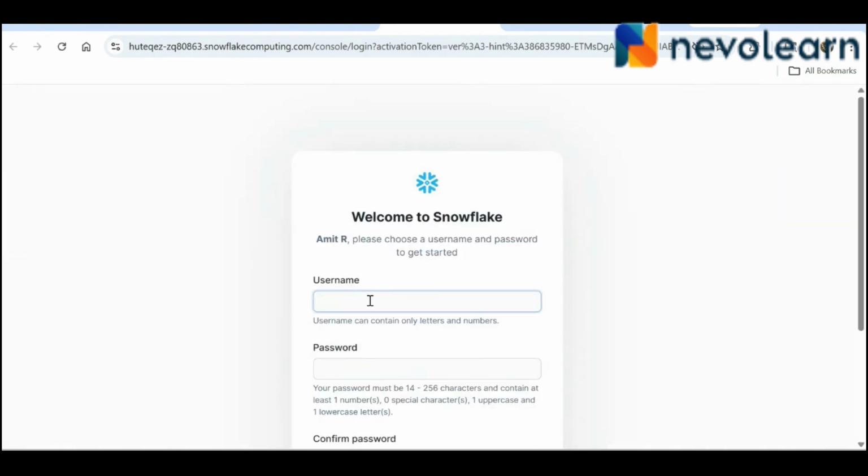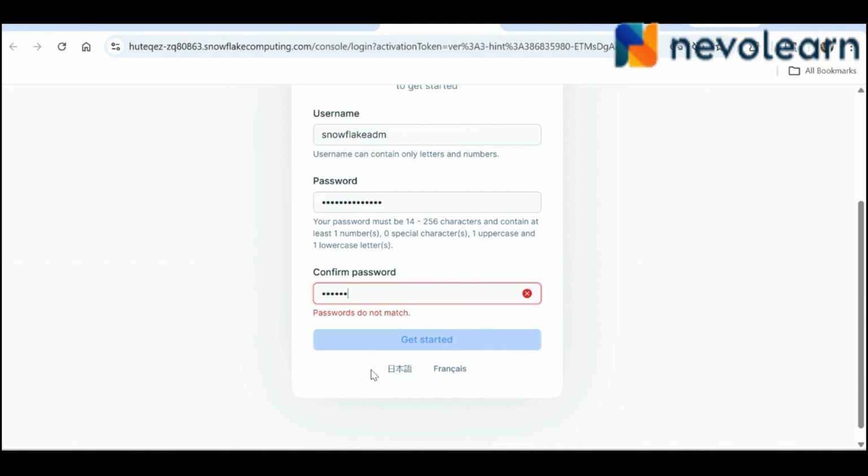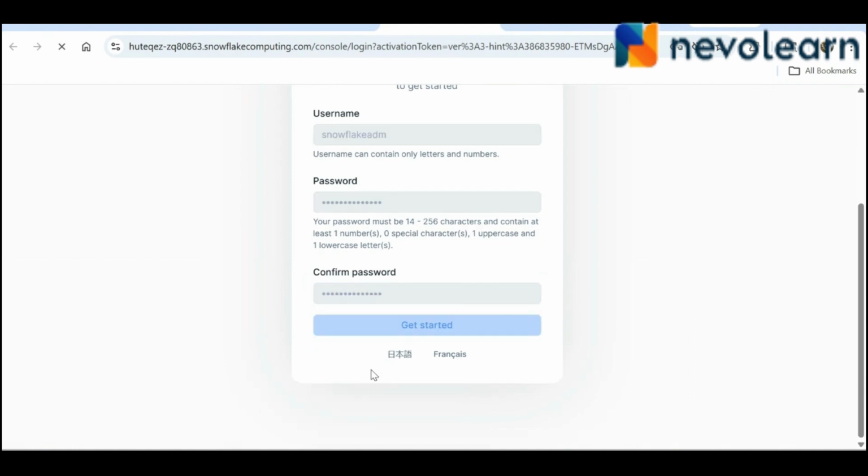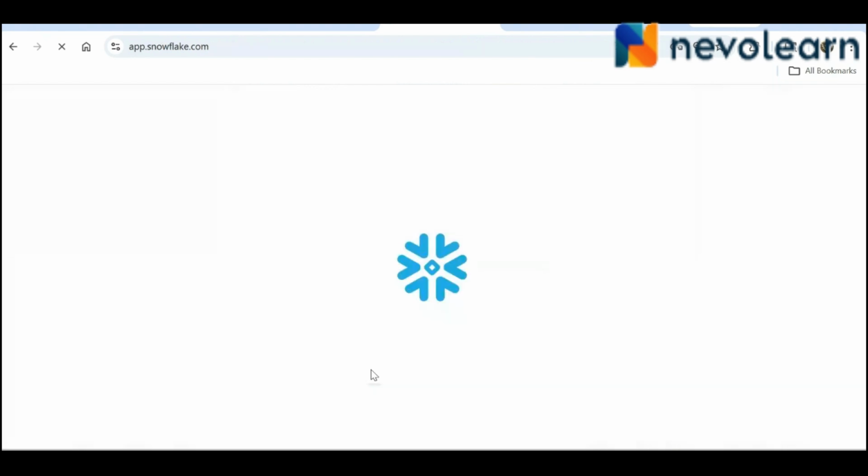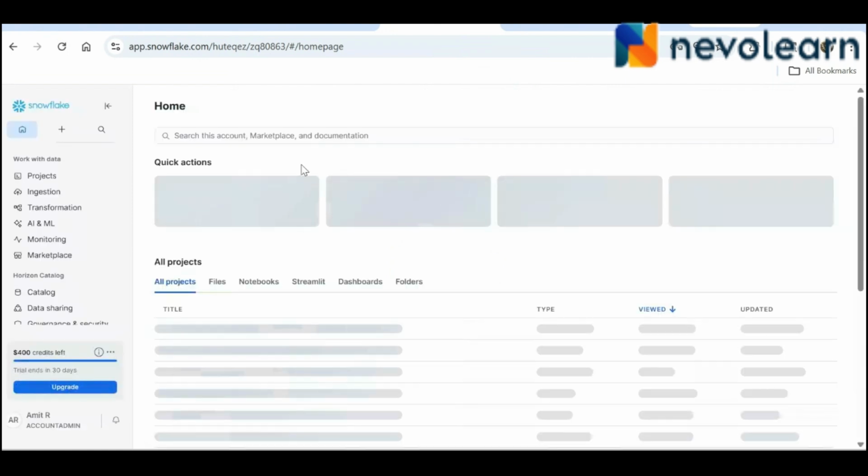Here you have to set up the user ID and password. For example, Snowflake ADM is the user ID I am setting up. You can do anything; you can give your name, your email address, whatever you want. After that, you have to give the password and confirm it, and then go for get started. Now you can see you have logged into your account, and this is your Snowflake account.